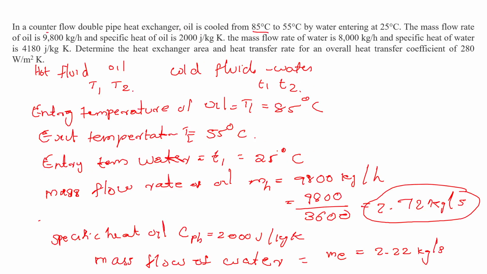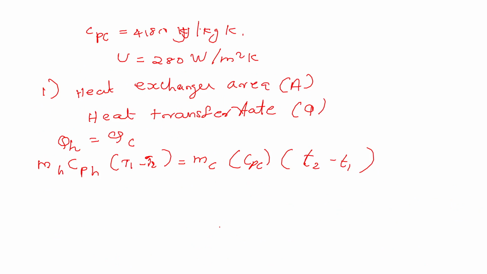So if you see here, T1 is given, T2 is given, small letter t1 is given, mH is given, CPH is given. So just substitute here and find the value for t2 first. So please first find the t2 value in degrees Celsius. Okay. So here you solve the problem in degrees Celsius, like 85, 55 and all. At the moment we need not convert because we are taking the difference.